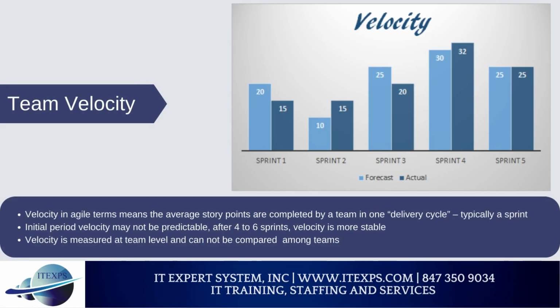Team velocity. Velocity in Agile terms means the average story points are completed by a team in one delivery cycle, typically a sprint. Initial period velocity may not be predictable. After 4 to 6 sprints, velocity is more stable. Velocity is measured at team level and cannot be compared among teams.